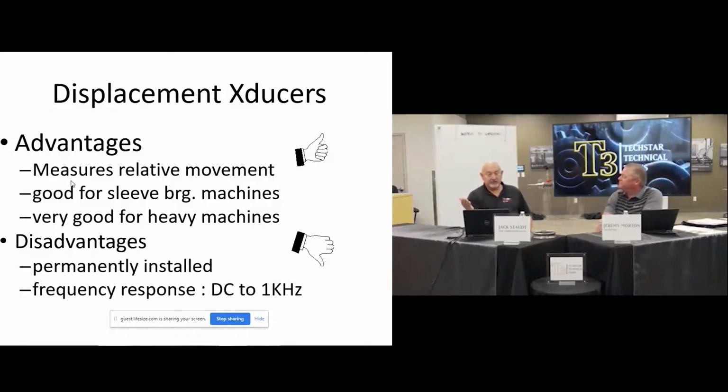Another disadvantage is we only go out to 1 kilohertz. Some of the newer probes go out a little bit further, but back in the day, it was DC to 1 kilohertz for your accuracy. So for your CPM guys, that's 60,000 cycles per minute. Yeah. But in the world of heavy rotors and large sleeve bearing applications, are there any frequency components beyond that 1 kHz that you could do diagnostics on in a machine like that?